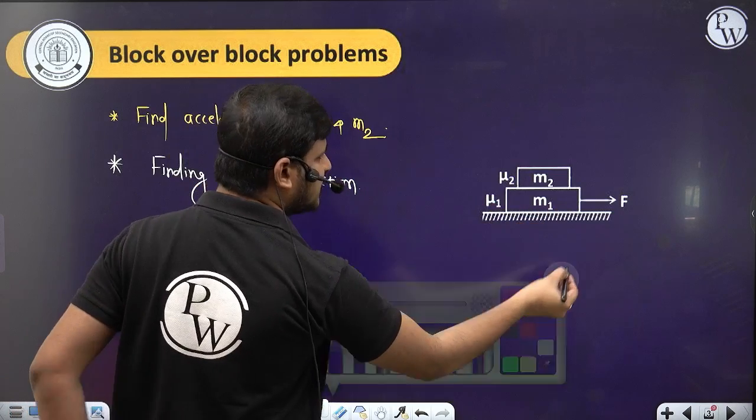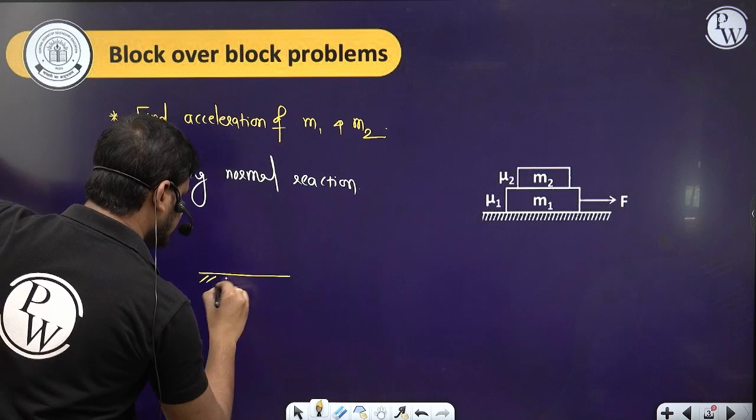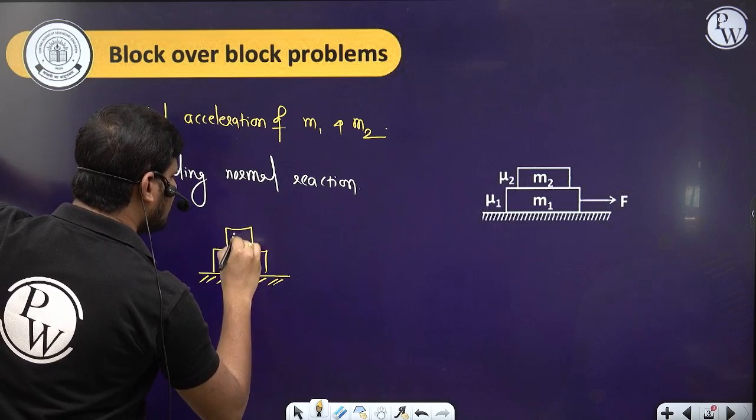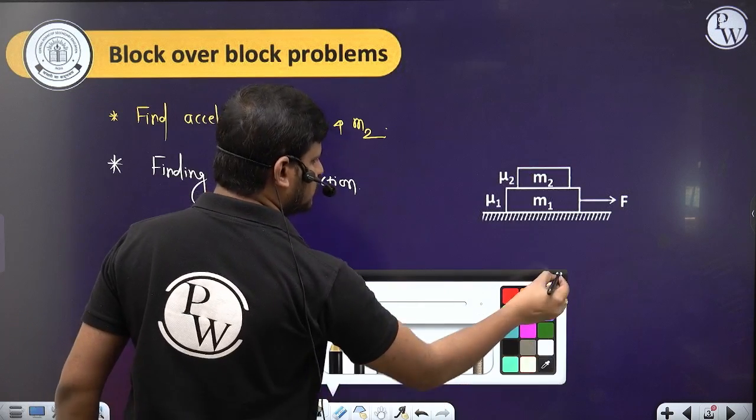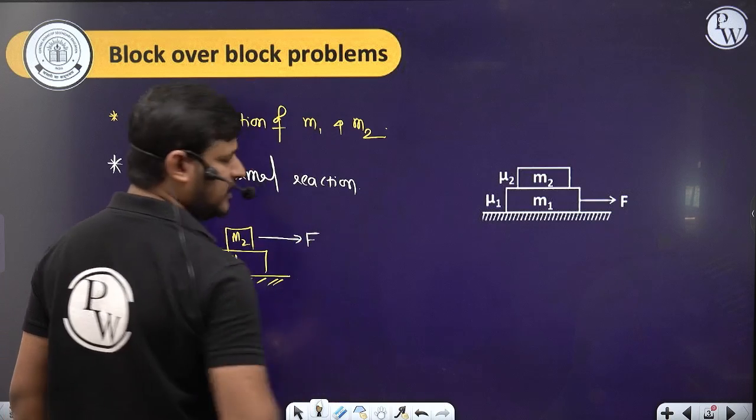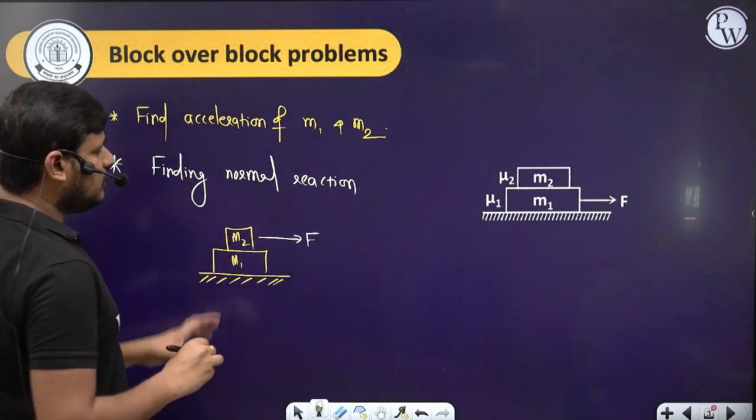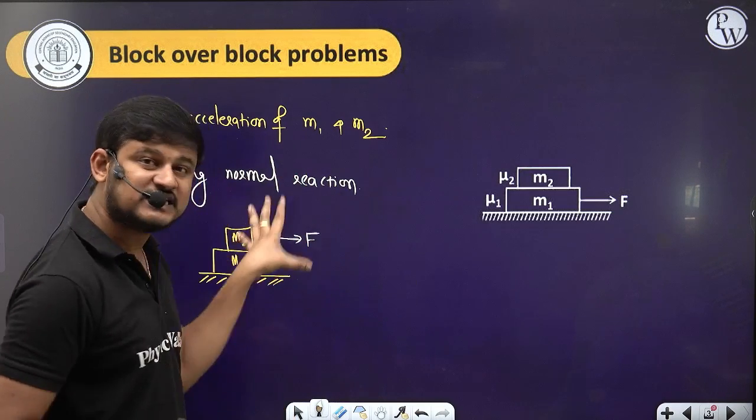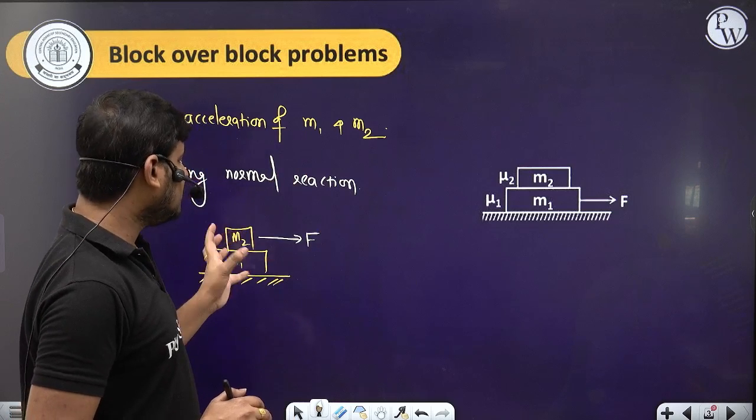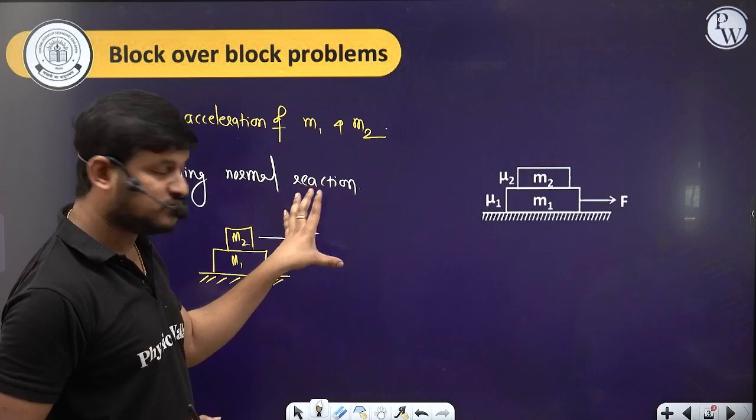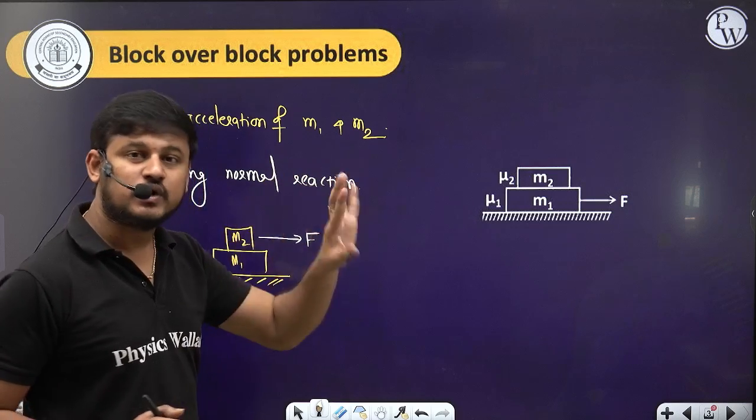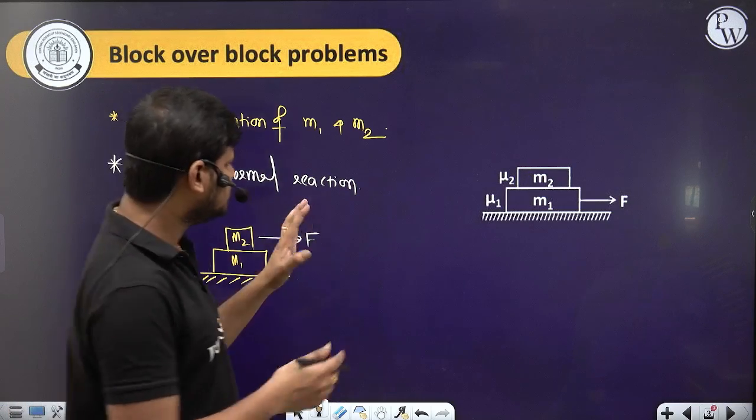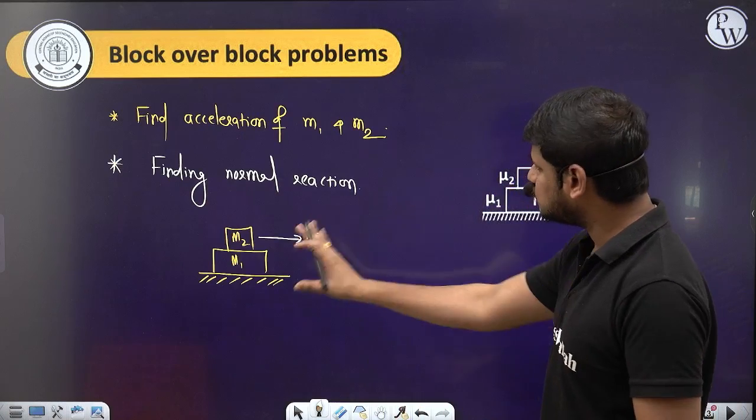The force can be applied on the other block also. If the question is given like this, this is a rough surface. This is one block of mass M1 and this is one block of mass M2. Then the external force may apply on this body. Till how much force you apply so that both the blocks will move together, and what is the acceleration of both the blocks? If the applied force is more, will they move separately or together? All these questions can be framed based on block over block problems. I'm just giving you the understanding of how the questions can be framed.